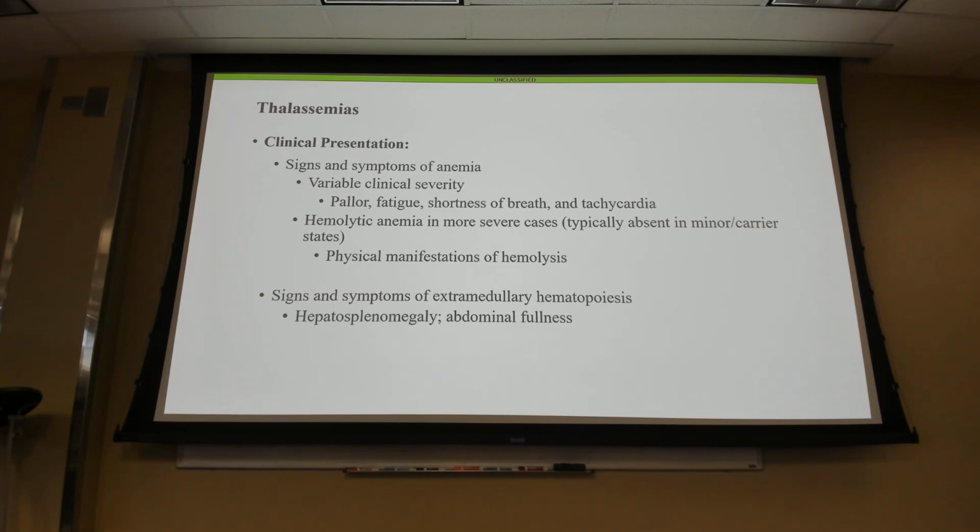Signs, symptoms. Yep, you got a hemolytic anemia, right? The hemoglobin is unstable, so you end up lysing. What's a physical manifestation of hemolysis? Jaundice. That's the one I think of, right? Jaundice. And now, signs, symptoms of extramedullary hematopoiesis. So the body's trying to catch up. It's trying to kick out cells. The bone marrow isn't doing a good enough job. So now guess what? Spleen kicks in, liver kicks in, right? And they get that abdominal fullness.